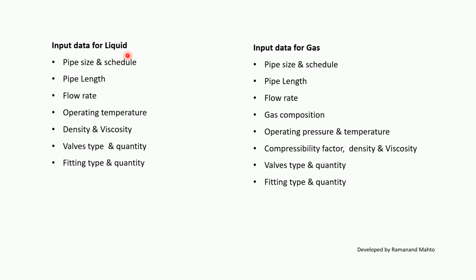Input data for the liquid: pipe size and schedule, pipe length, flow rate, operating temperature, density and viscosity, valve types and quantity, fitting types and quantity. Input data for the gas: pipe size and schedule, pipe length, flow rate, gas composition, operating pressure and temperature, compressibility factor, density and viscosity, valve types and quantity, fitting types and quantity. So these data will be required for the liquid and this is for the gas.